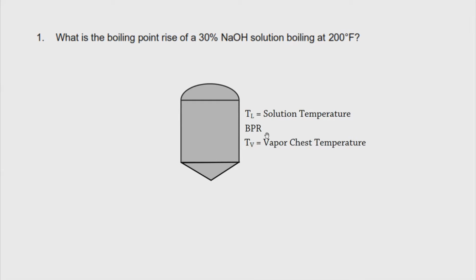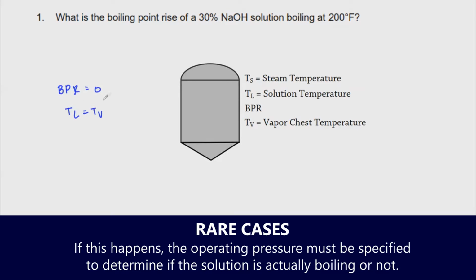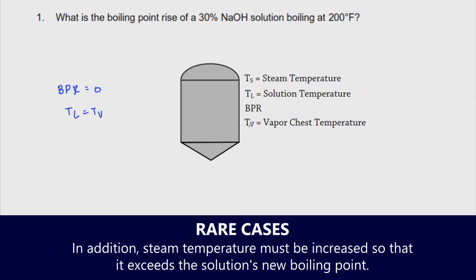So in this case, if BPR is not equal to 0, we know that T sub L is greater than T sub V. And finally, the highest among all temperatures would be the temperature of the steam. To give you an idea, if BPR is equal to 0, then T sub L is equal to T sub V. That's what we assumed before when we were computing. But BPR is not actually 0 for compounds that are quite ionic. So we have T sub S, T sub L, BPR, and then T sub V.